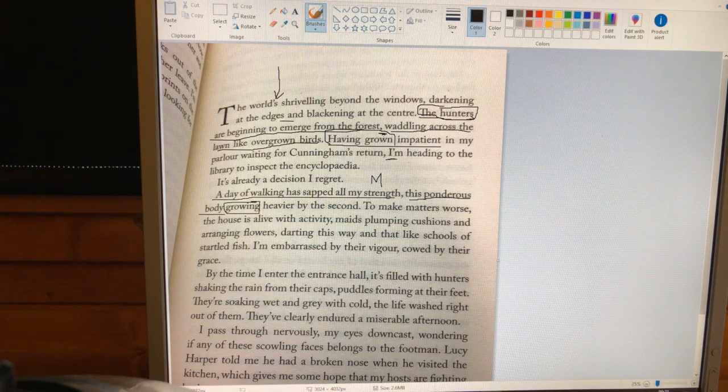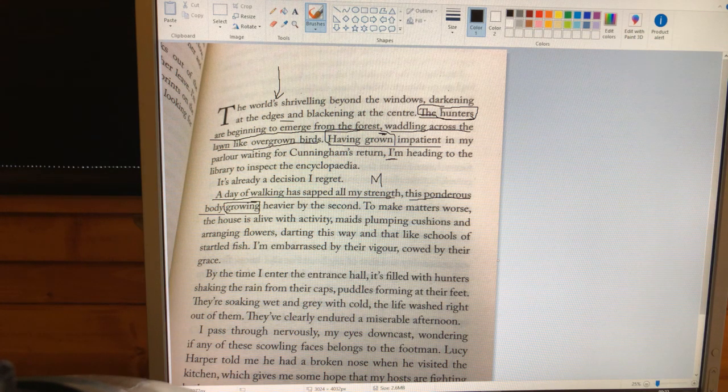We've got this ponderous body, noun phrase, and then participle, growing. Growing is describing the ponderous body. Growing heavier by the second is describing the ponderous body. And so this is a typical absolute phrase. This is the kind of structure which you really want to look out for with absolute phrases, because most of the time you see noun phrase and then participle.